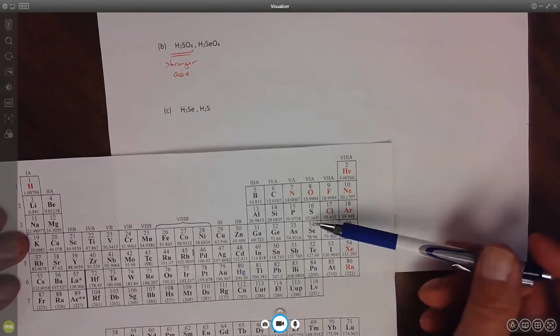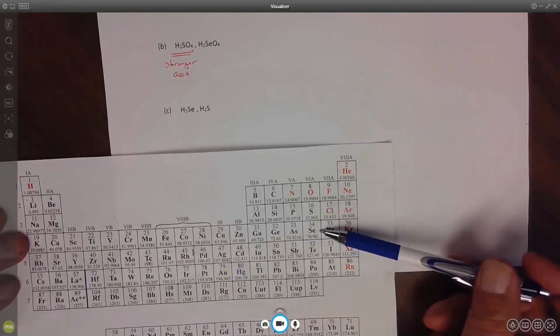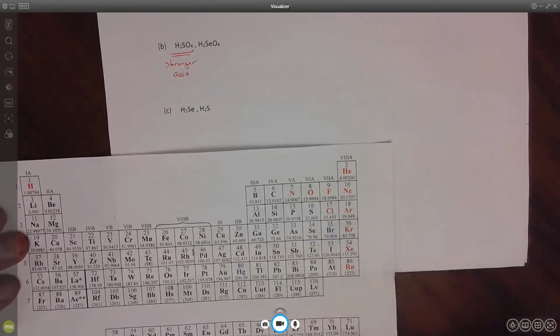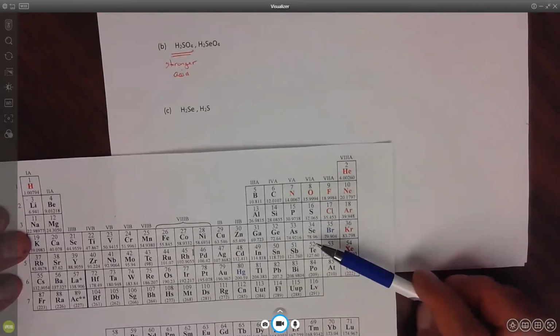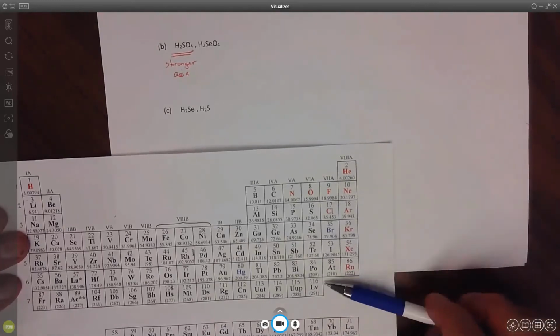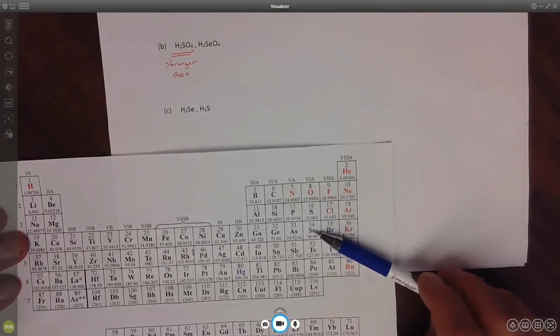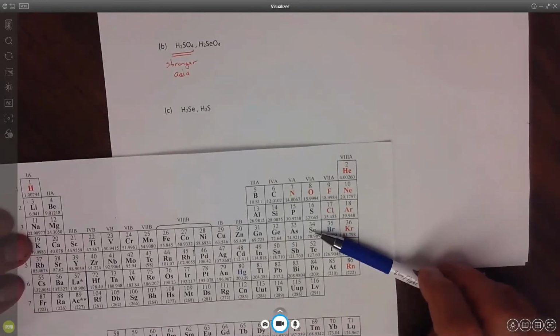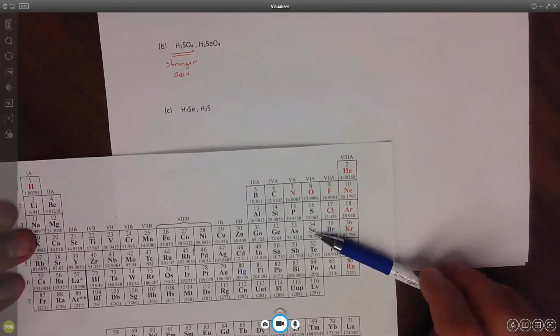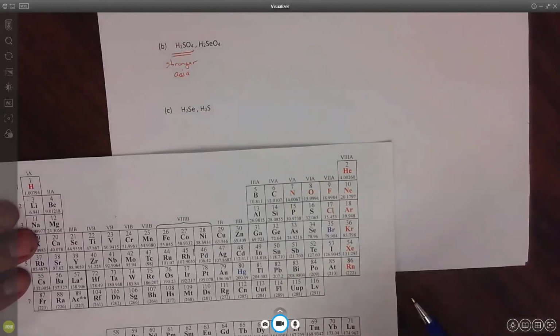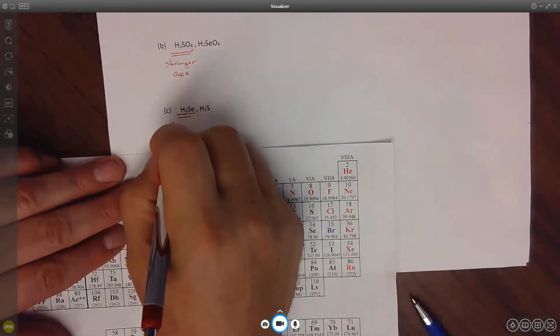Which one of these, the hydrogen sulfur or hydrogen selenium bond, is going to be weaker? It's going to be the selenium one, right? The atoms get bigger as we go down in a group. The bigger it gets, the farther away the nuclei are, which means the farther away the electrons are from the nuclei. That's the weaker bond. So the hydrogen selenium bond is going to be weaker, which means it can give off the H a lot easier. So in this case, this one is going to be the stronger acid.